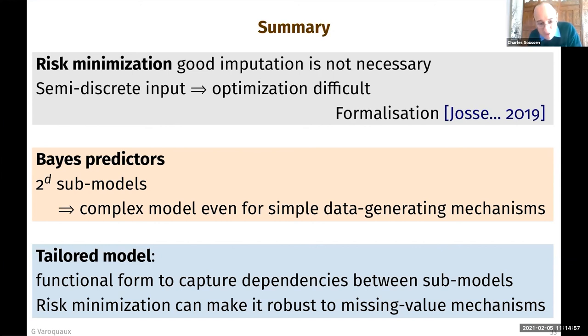So maybe I could start with one question. Could you talk a bit about applications, this application of imputation of missing data, for instance, in medical diagnosis? I know that modern data are often recorded on graphs or images, and how can you deal with that?